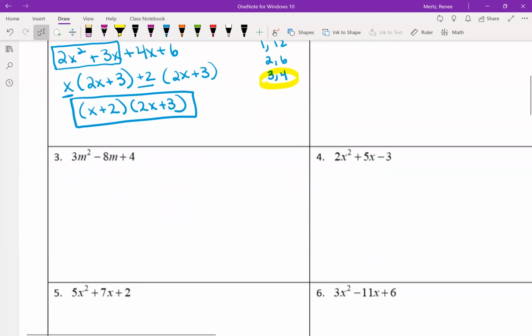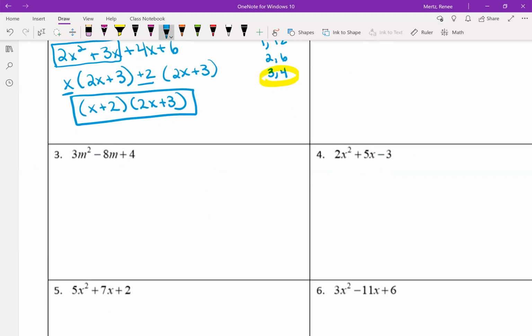Let's try number 3. So I start by multiplying a times c. 3 times 4 is 12. Factors of 12, what do they need to do? I look here, that tells me add. I look at b, it tells me what to make. So they're adding to be a negative 8. So I'm looking for factors that add to be 8. So I have 2 and 6. I rewrite it, 3m squared minus 2m minus 6m plus 4. Again, it doesn't matter if you put the 6 first or the 2 first.